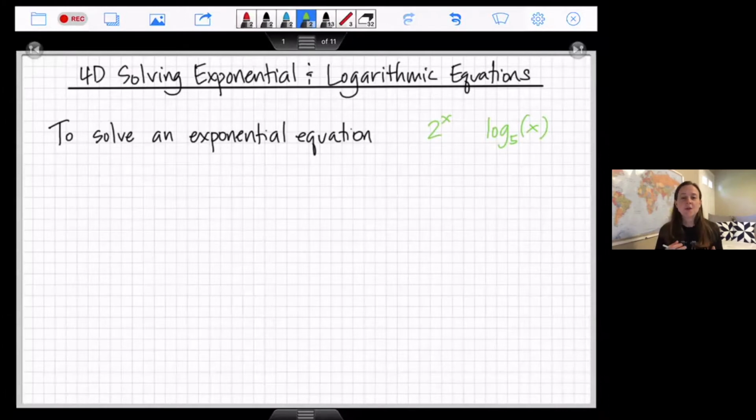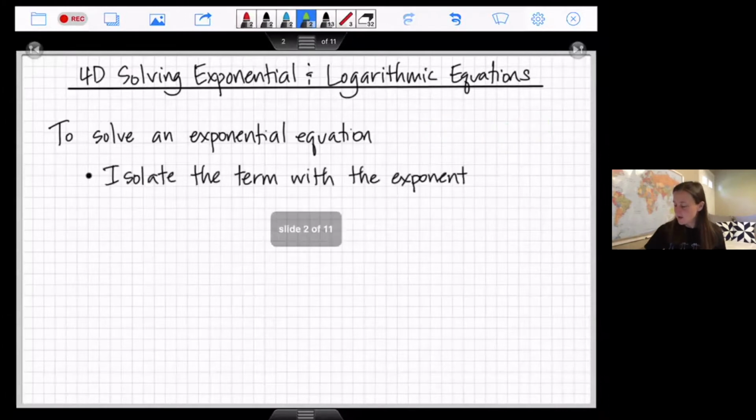All right, so if you're going to solve an exponential equation, first thing we're going to do is isolate the term with the exponent. And you do the same thing when you're solving a quadratic equation. Like if we have x squared minus 5 equals 12, we would try to get that x squared by itself before we try to take a square root of both sides. So we're going to do that with the exponential part of the equation.